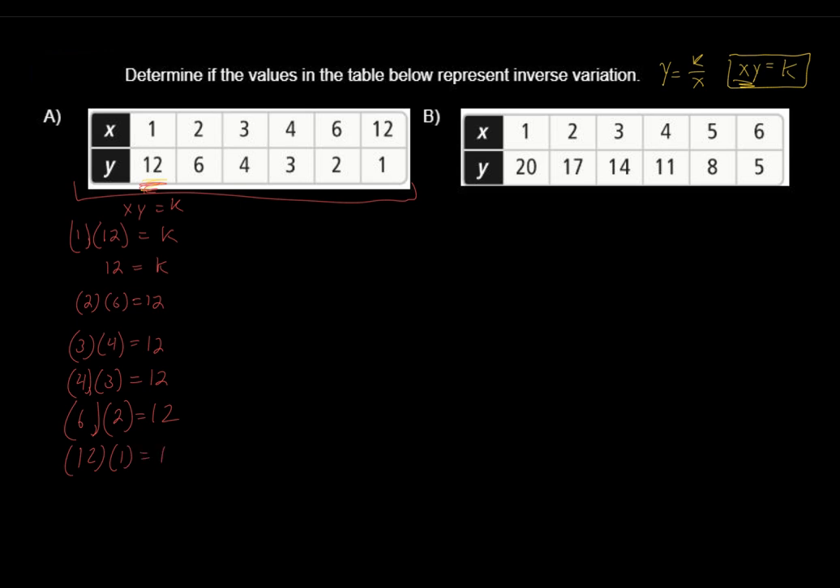Since it was the same the whole way down through, since the constant of variation came out to be 12 the entire time, this is indeed an example of inverse variation.